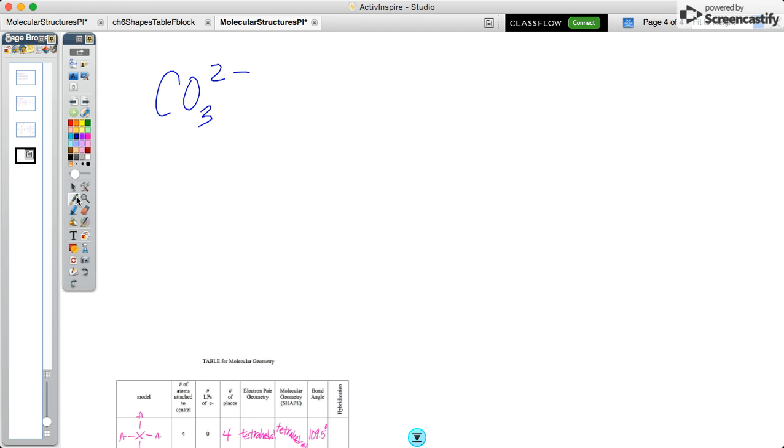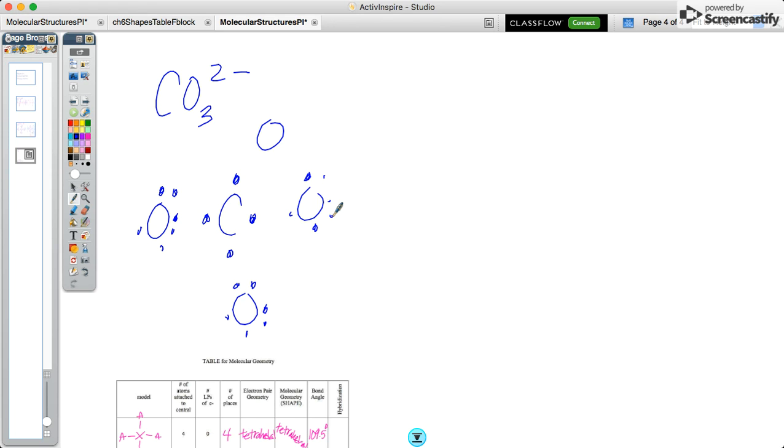My last one, CO3 2-. When I go to draw CO3 2-, I've got my carbon in the middle, 1, 2, 3, 4, and I'm going to spread my oxygens around. 1, 2, 3, 4, 5, 6. And I'm thinking I got circle, circle, circle, circle.